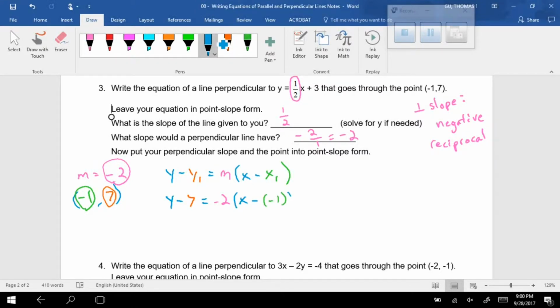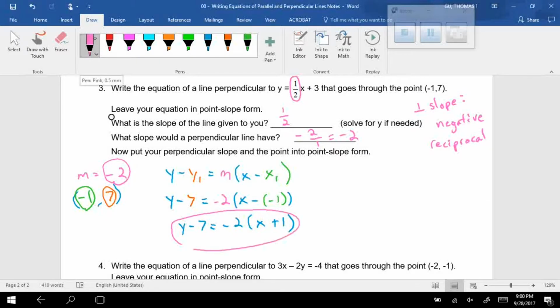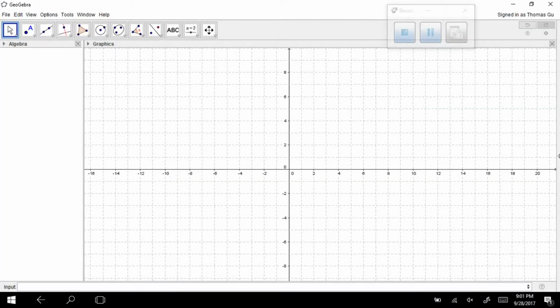And that means our minus a negative number is going to become what? A positive. So our final answer is y minus 7 equals -2 times x plus 1. And that is our final answer. There you go. Now, just for laughs, we're going to check in GeoGebra if this is actually true.